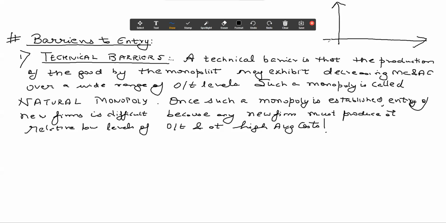You can see this is my output levels. This is my average cost. So you can see in case of a natural monopoly, the average cost curve is continuously falling and it becomes asymptotic to the x-axis. You can see the initial costs are very high, but as you keep on producing output in bulk, because of economies of scale, your average cost starts falling.